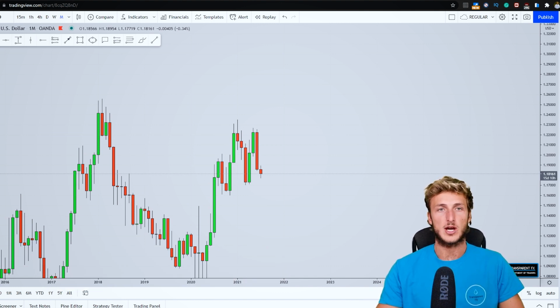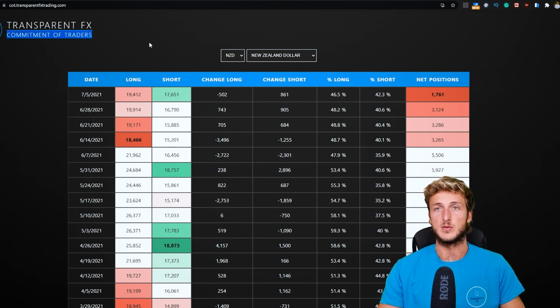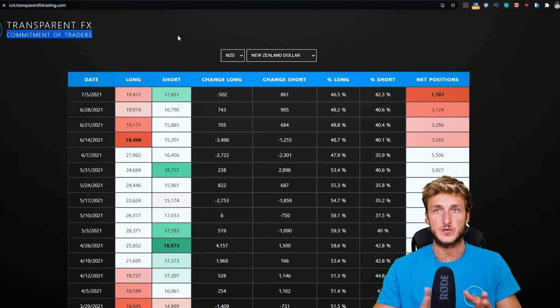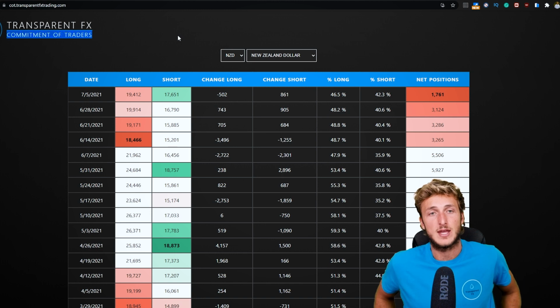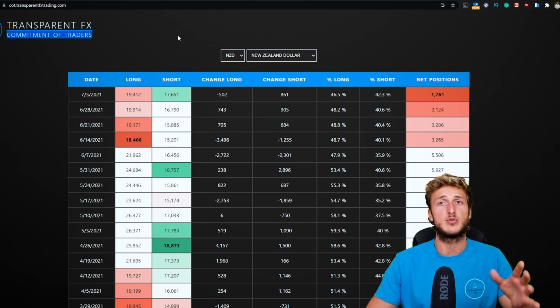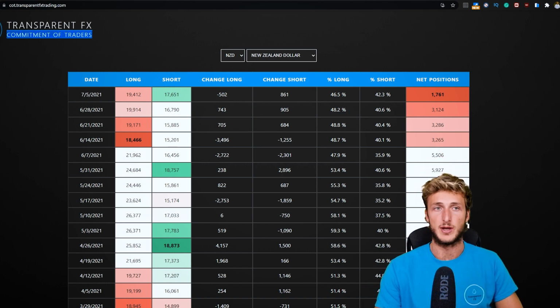We will also check what we have from a COT perspective, so commitment of traders, which is basically what hedge funds and the non-commercials in the market are doing. And by the end of the video, by using the combination of these two different types of analysis, we will try to understand where we have the highest probabilities for a potential move here on the pair.